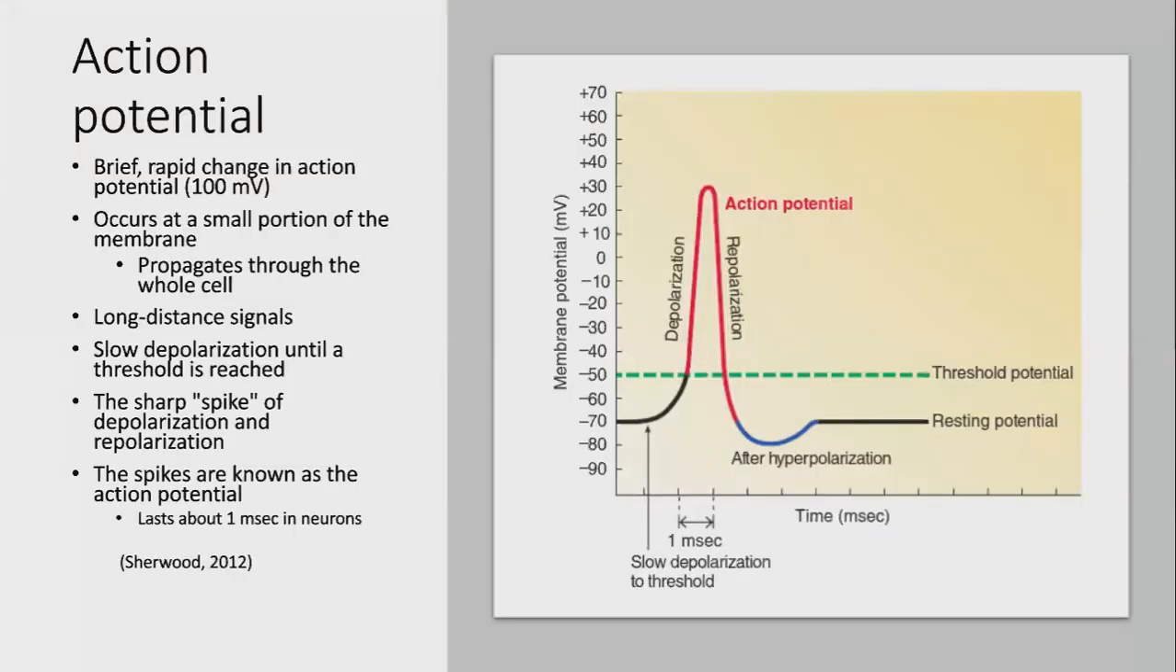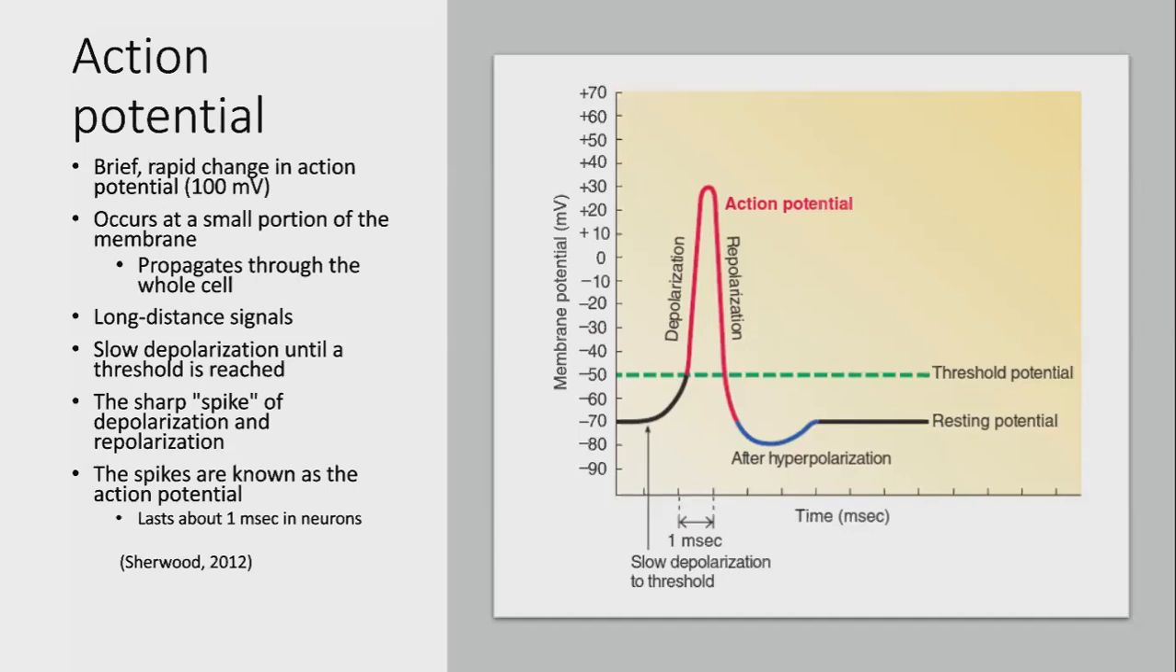So action potential. What is that? This is a brief rapid change in the membrane potential, about a 100 millivolt difference. It occurs at a small portion of the membrane, but then it propagates through the entire cell. These are long distance signals. There are signals where it just has a depolarization, repolarization in a specific area, but doesn't really do much. This is something that's going to be sending a message. This could be something as far as from your spine all the way to your big toe. It's trying to get some type of message across to a different part of your body.